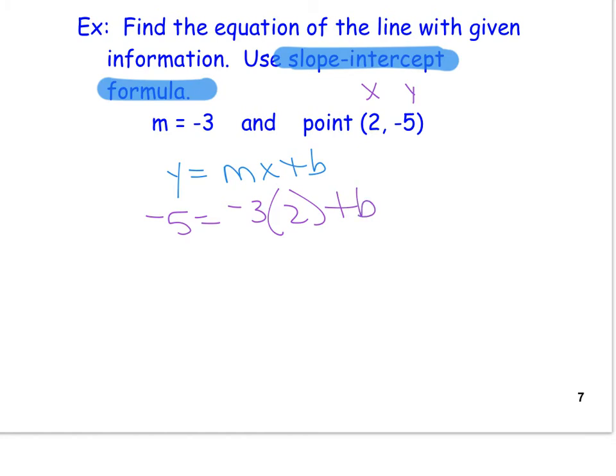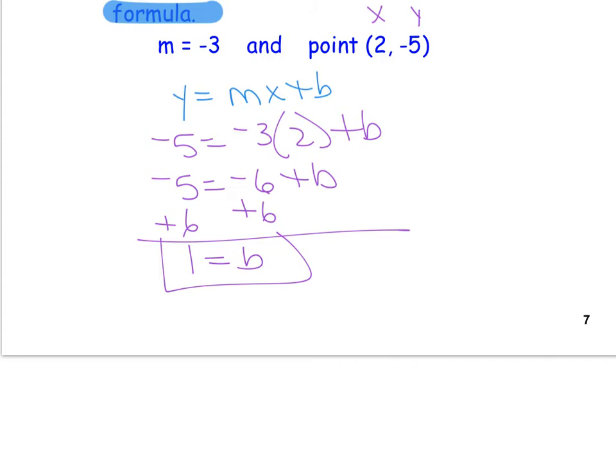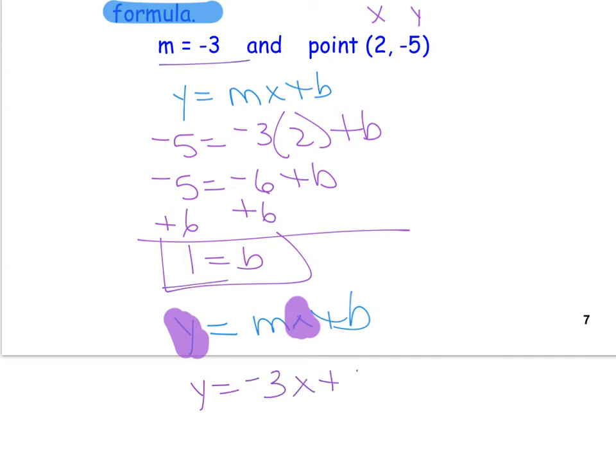Our goal is to now find b. So this is -5 is equal to -3 times 2, which is -6, plus b. I add 6, and I have 1 is equal to b. So my equation is going to simply be y is equal to mx plus b. I'm going to keep this x and this y, and I'm going to plug in what I know. y is equal to, m is going to be -3, the x stays, and b is going to be equal to 1. So my equation is y equals -3x plus 1.